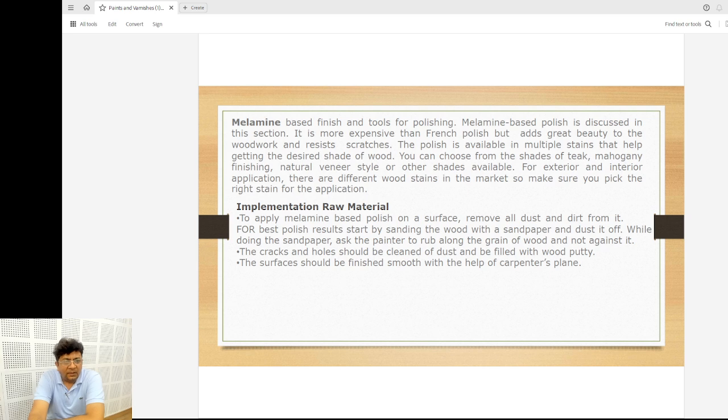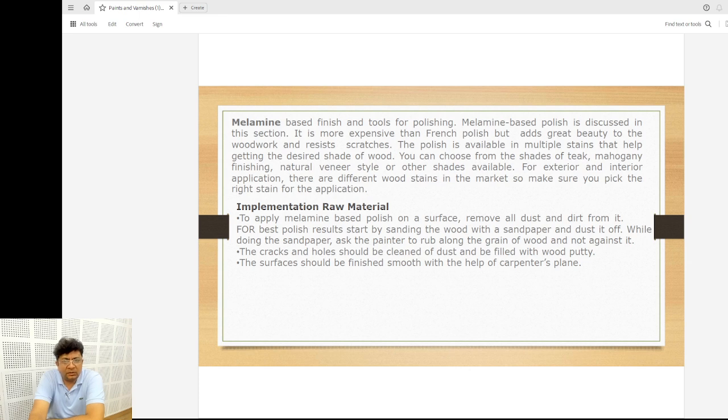Then there is melamine based polish, which is base finish and tools for polishing. Melamine based polish is discussed in this section. It is more expensive than French polish but adds great beauty to the woodwork and resists scratches. If you want a good quality and durable furniture, we should go with the melamine polish because it resists the scratches. The polish is available in multiple stains that help getting the desired shade of wood. We don't use pigments as such.